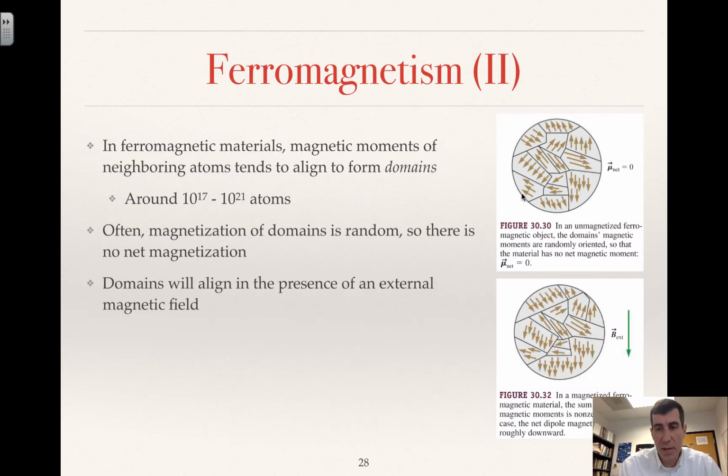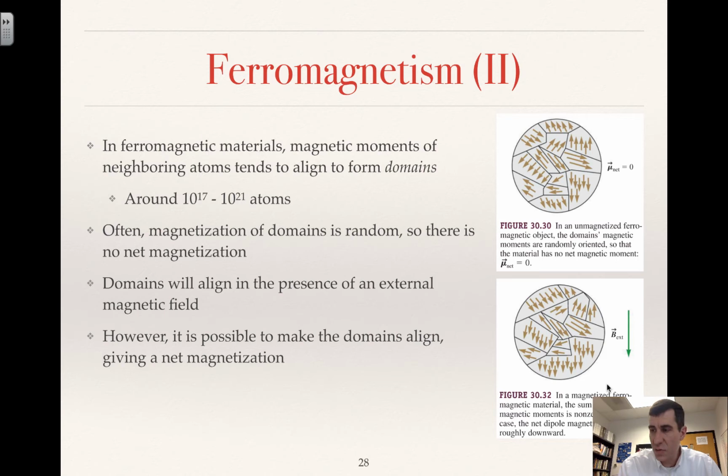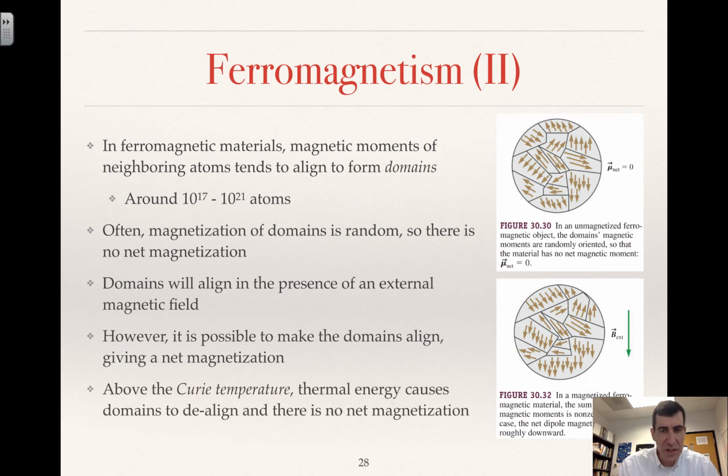However, if you apply an external magnetic field, then these magnetic moments tend to all align in roughly the same direction. This is why when you bring a piece of iron next to a magnet, it sticks to it, because the magnetic moments in all those domains tend to align, which gives you a net magnetization.